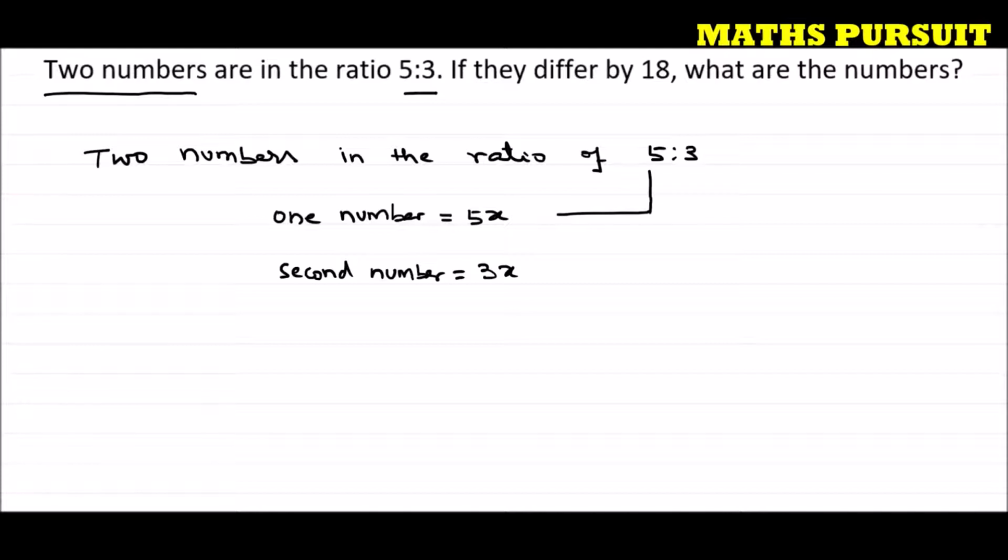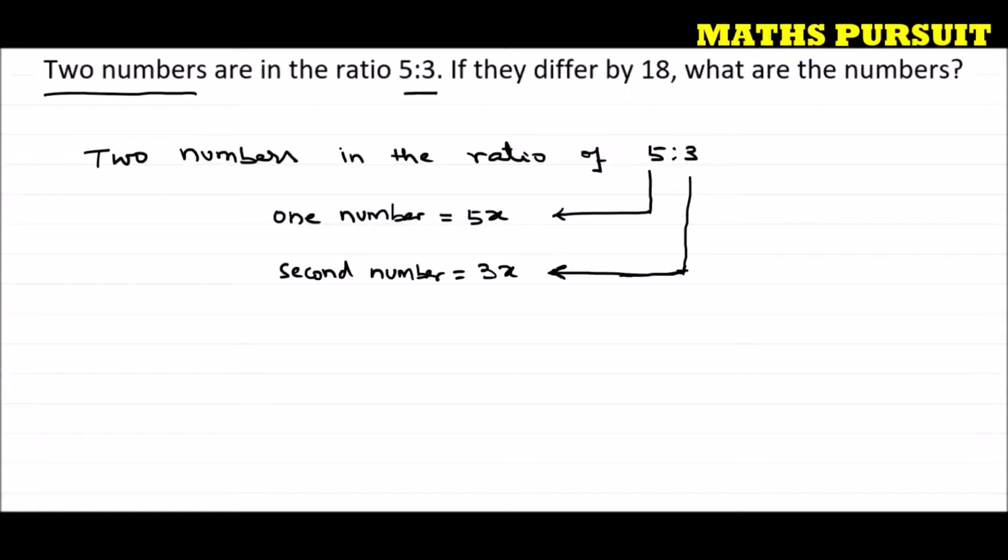And why I am considering 5x here: they have given the ratio of 5:3. So one number I have considered 5x and the other number as 3x, because we do not know these numbers. They are in the ratio. If we get the value of x, then only we can find out these numbers. If you get any question like this, we can assume one number is 5x and the second number is 3x.